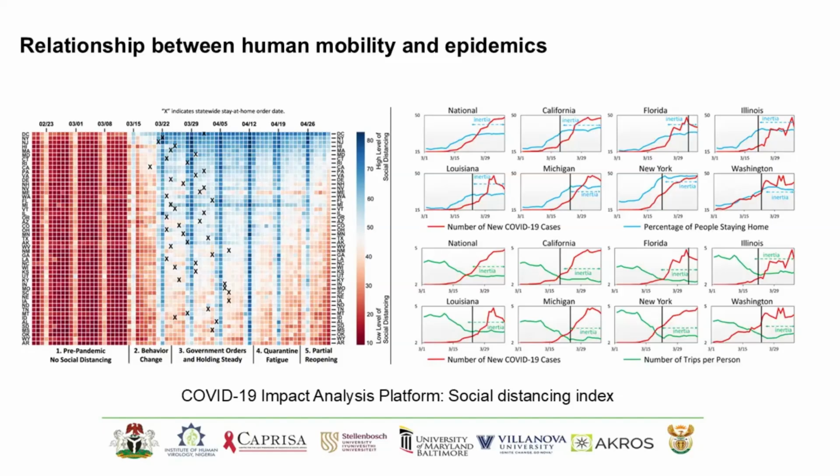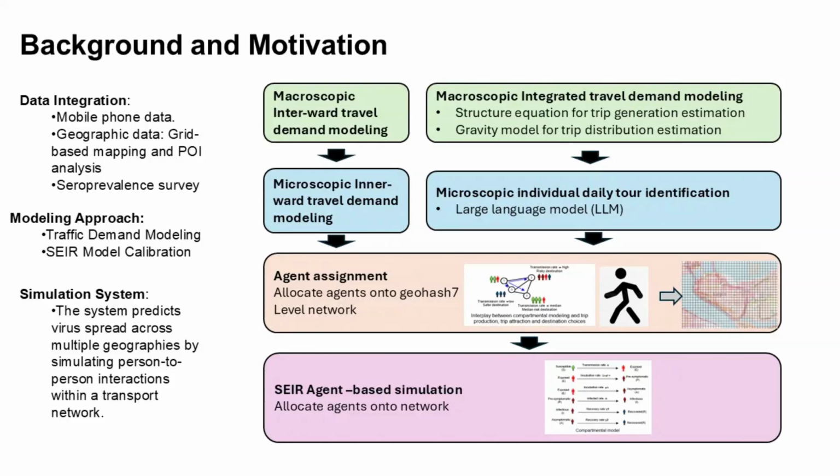The shift from red to blue shows how mobility dropped as people stayed home and travel decreased. On the right, we have time series plots for selected states. The blue lines represent the percentage of people staying home, while the red lines show the number of new COVID-19 cases. As restrictions increased, mobility declined, but once fatigue set in, people began moving again, often before case numbers had stabilized. Together, these patterns highlight a key insight. Human mobility directly influences epidemic trends, and even small relaxations in movement can quickly change infection trajectories.